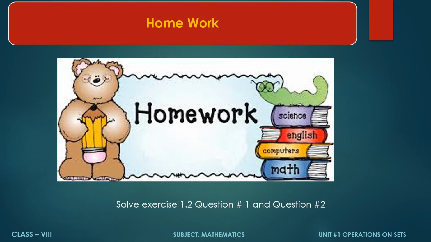Now I hope that you can solve exercise 1.2 question number 1 and 2 very easily at home.